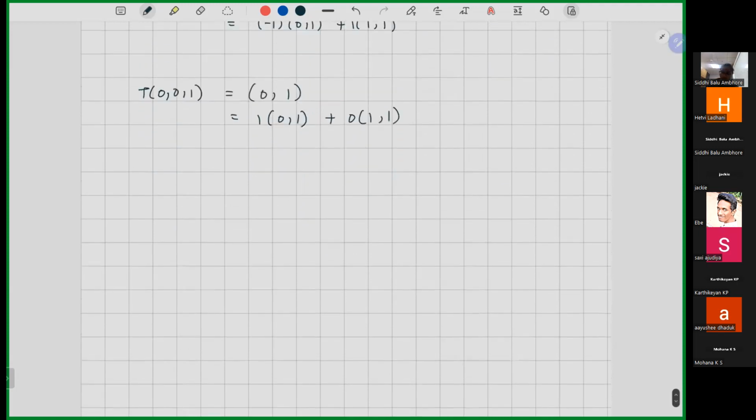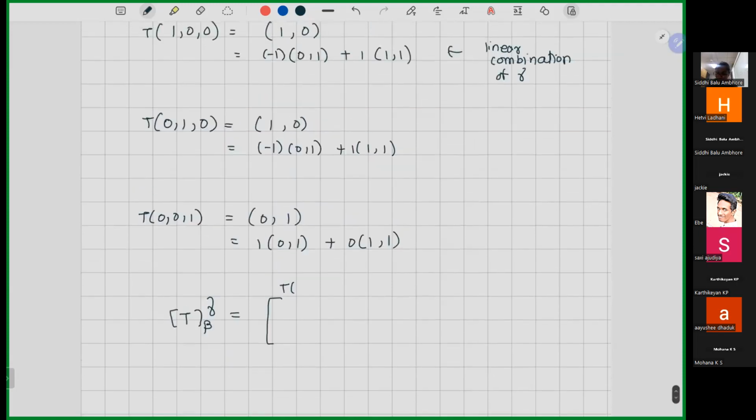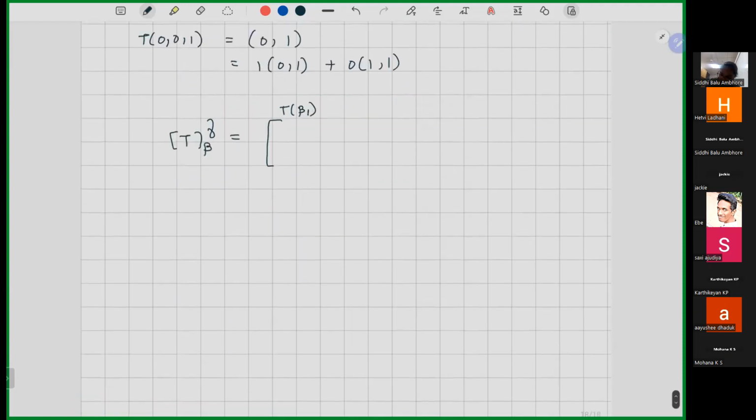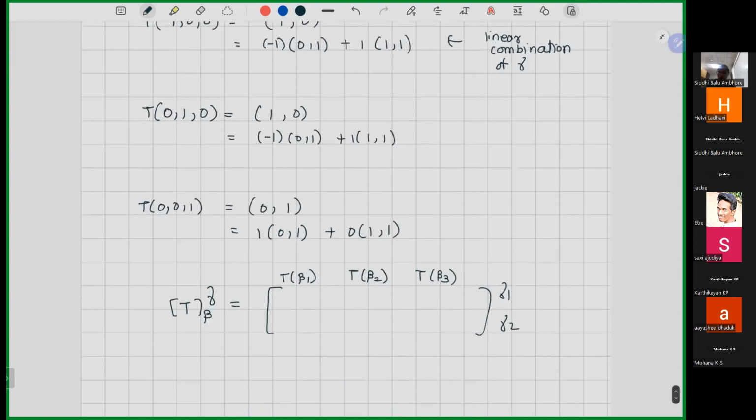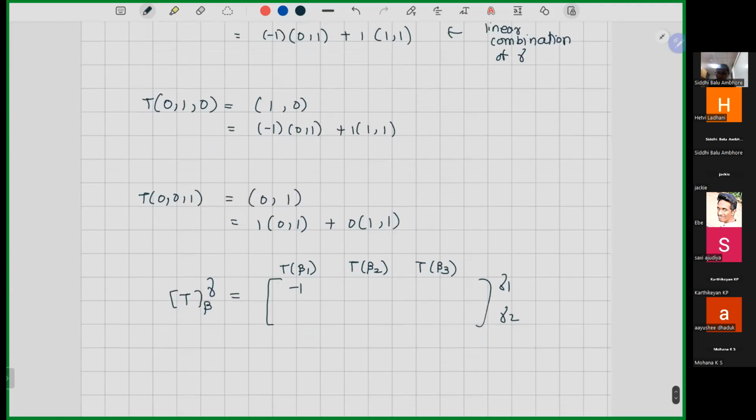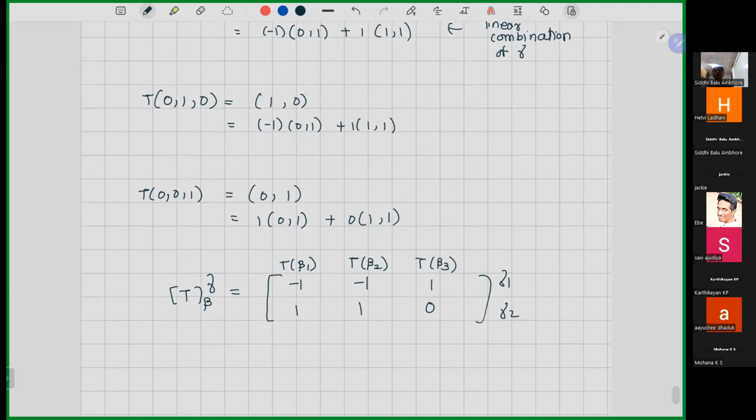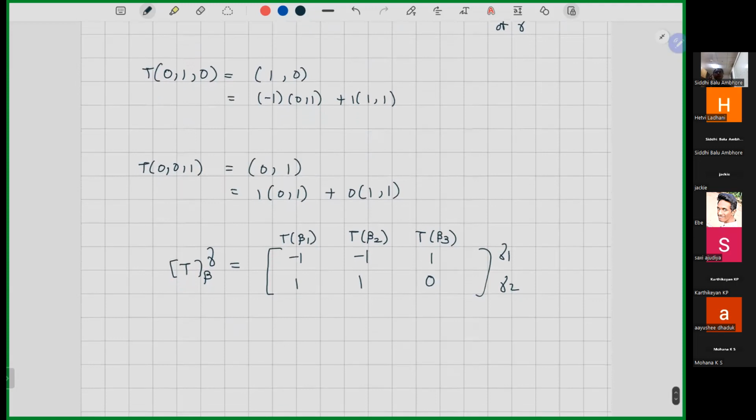So my corresponding matrix will be T beta gamma. First let me write T beta 1, T beta 2, T beta 3, and here gamma 1, gamma 2. So the first coefficients are minus 1, 1. Here minus 1, 1, and this one is 1, 0.